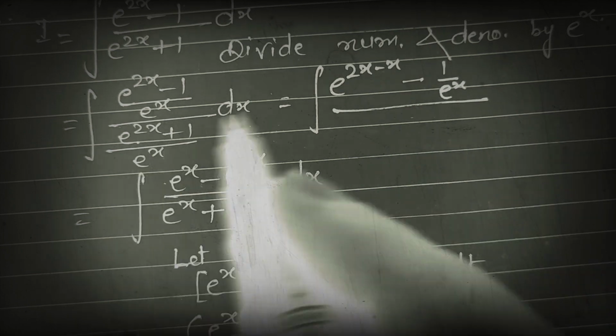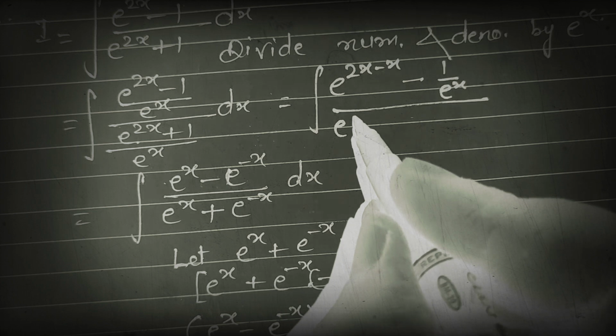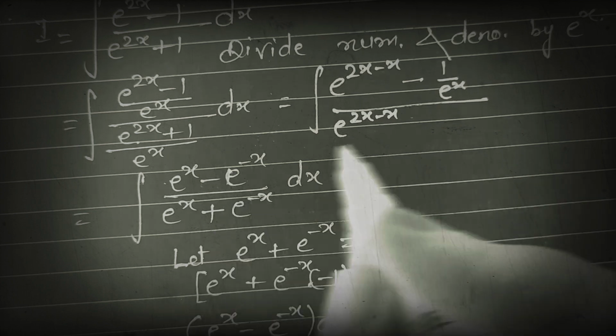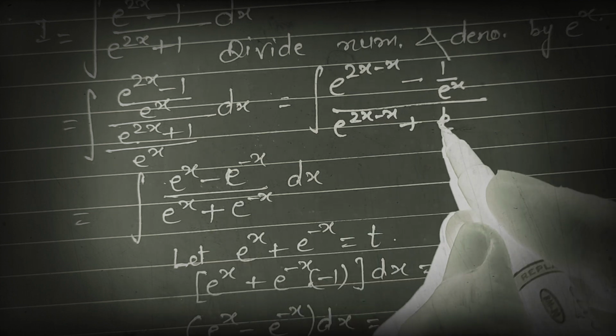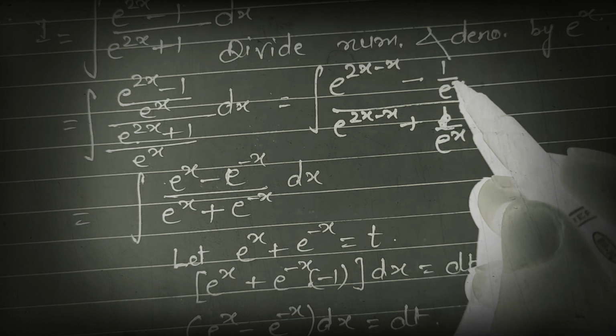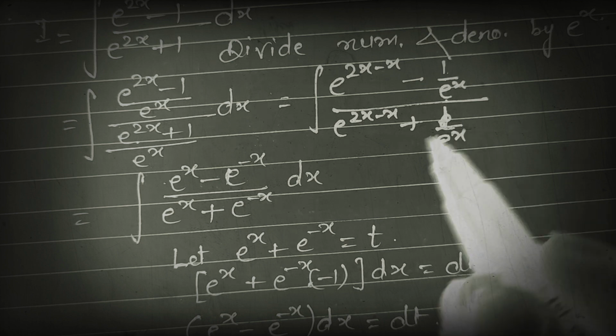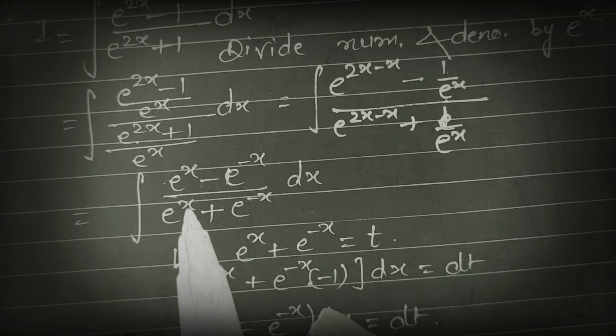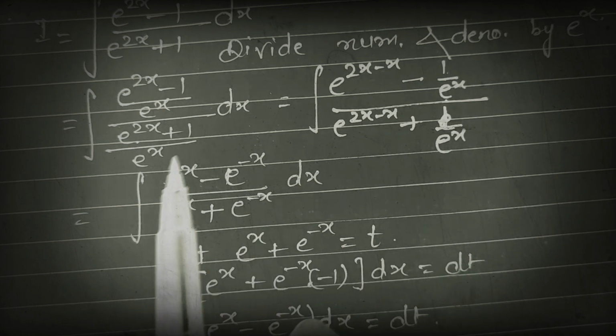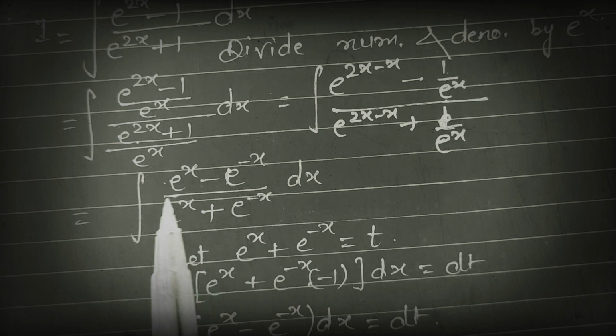In this, e raised to power 2x upon e raised to power x, then power will subtract in numerator, plus e raised to power minus x, and it is 1 upon e raised to power x, so it will be e raised to power minus x, and same in denominator, and 2x minus x is x. So look at this, observe this. This part, if we take this as t, this is dt.